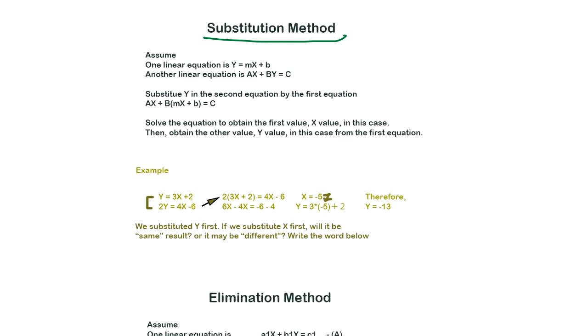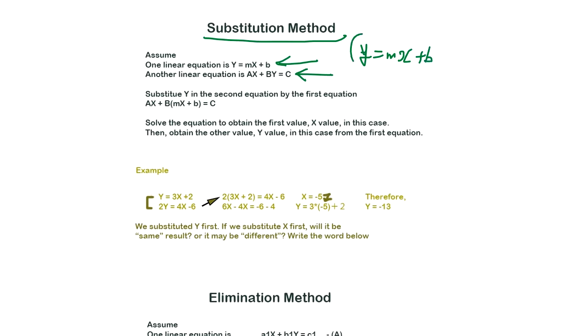Assume one equation is linear, another is also linear. Why do we assume that way? Because the substitution method actually works for nonlinear too. So here we talk about the linear case. Okay, the form is y equals mx plus b.